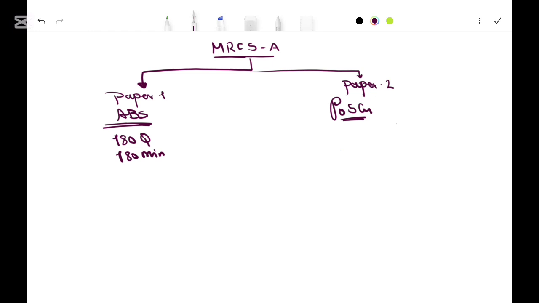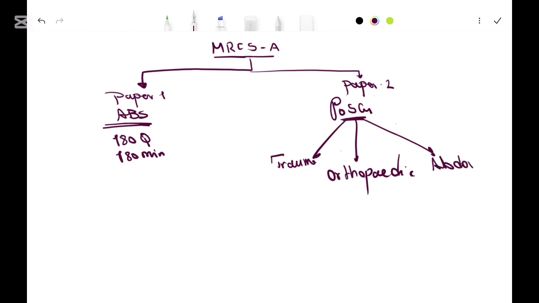with the greatest number of questions tending to be given for trauma and for orthopedic surgery, including the fractures and dislocations, and for abdominal surgery. So this is the general idea.